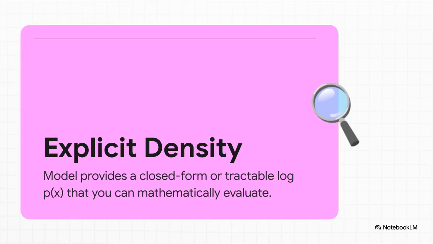Now, if you read the papers, you're going to hear the terms explicit and implicit density constantly. So what does that actually mean? Well, think of it like this. Explicit means the model actually does the math. It provides a tractable log probability that you can evaluate to see exactly how likely a specific data point is. Implicit density, on the other hand, is basically a GAN-style sampler. It generates a sample for sure, but it gives you absolutely no way to evaluate the mathematical probability of that specific point. It basically just guesses and checks.